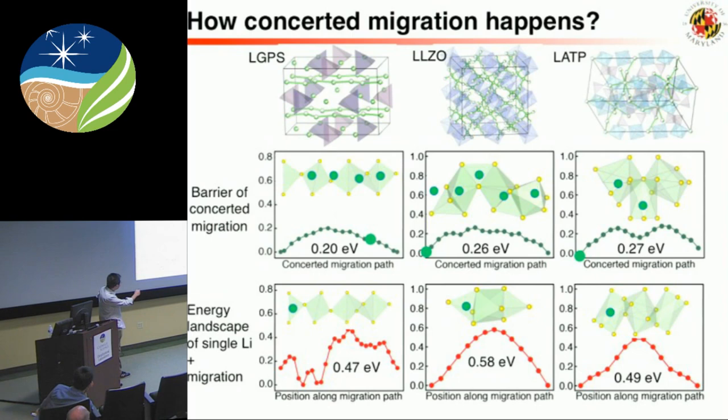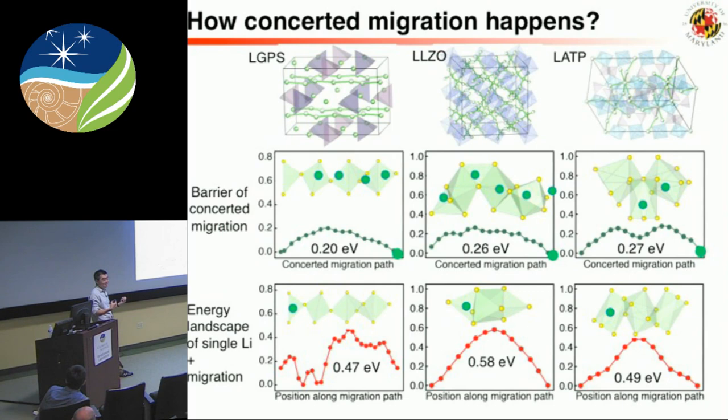So here we try to extract this concerted migration from ab initio AIMD simulation, and we did nudged elastic band calculations to get the barrier. In LGPS, we find that four lithium ions move along the channel, and you get a very low barrier here. In garnet, it's the same thing. They move like this, and you get a barrier of 0.26 eV. And in NASICON, two move like this, and you also get a low barrier.